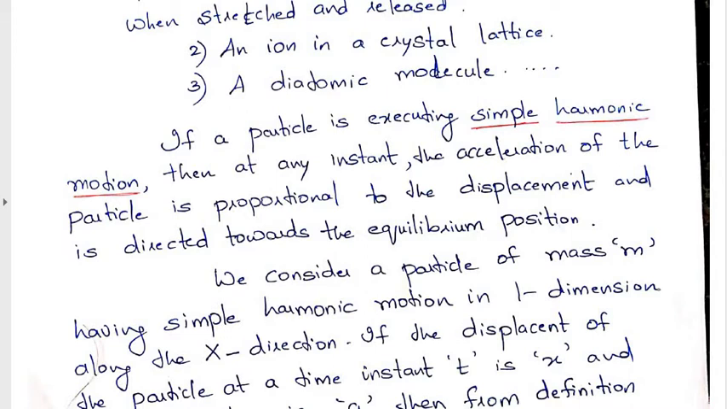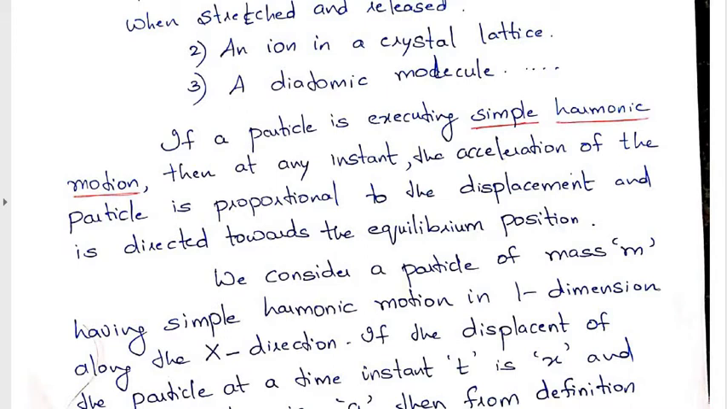Now, of all the harmonic motions, the simplest of all is the simple harmonic motion. From the definition of simple harmonic motion, the acceleration of a particle executing simple harmonic motion is directly proportional to the displacement, and the motion is always directed towards the equilibrium position. So this is the definition of a simple harmonic motion. It can also be stated as: the force acting on the particle is directly proportional to the displacement, and the motion is always directed towards the equilibrium position.